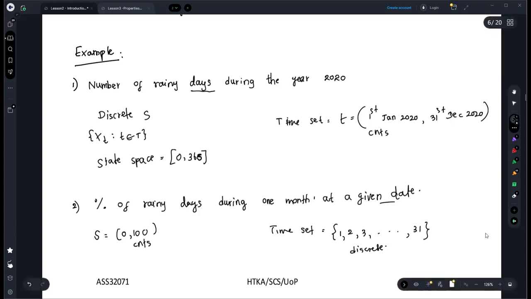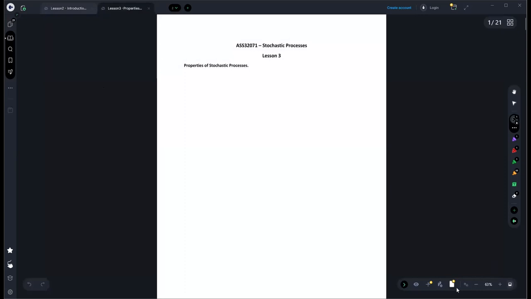Right. So likewise, you can come up with different examples, right? Be very careful with how you define your S and T. Depending on that, you can decide the type of the stochastic process. Okay. So with that, I will finish chapter 1, and we are moving on to the next lesson, that is about properties of stochastic processes.